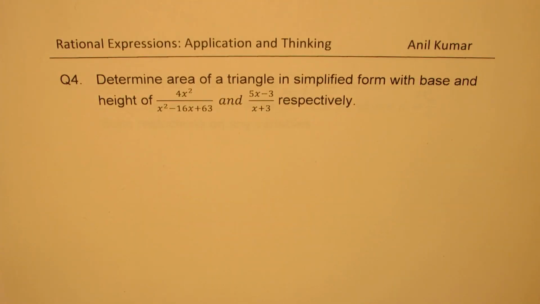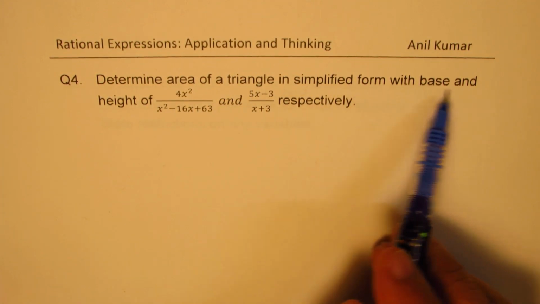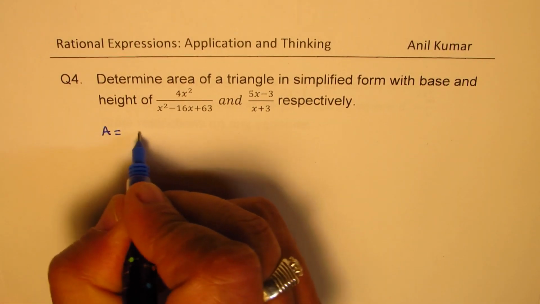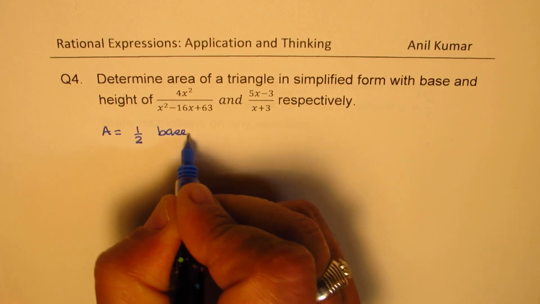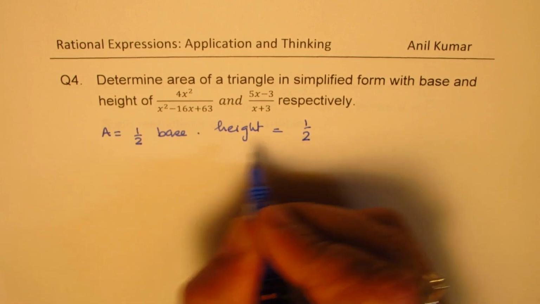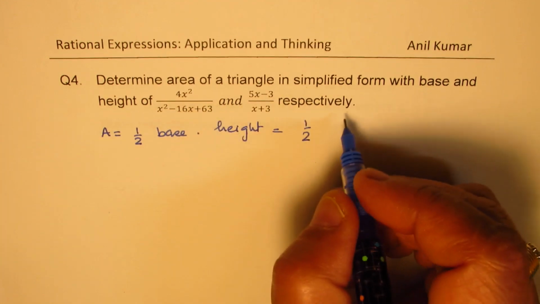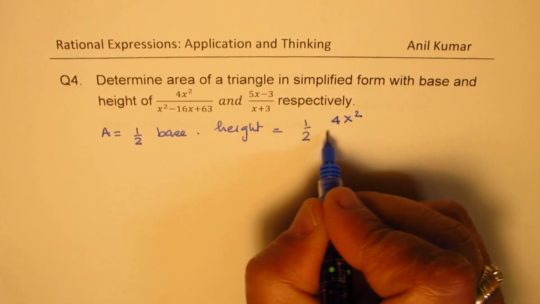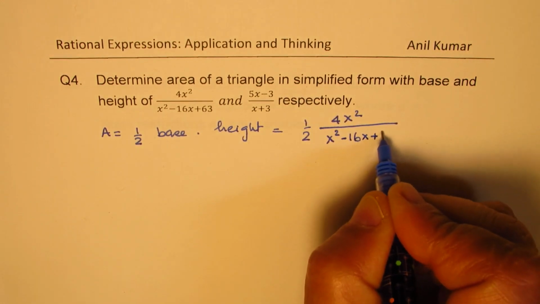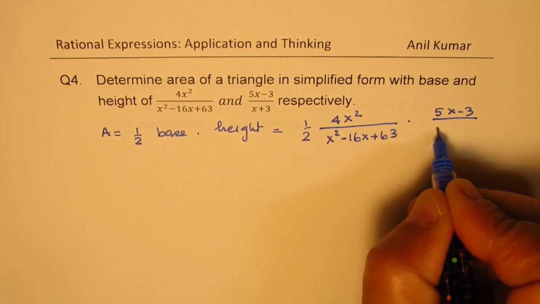Let's take up the next example now, which is: determine the area of a triangle in simplified form with the base and height given. Okay, so area equals half of base times height. So in our case, it will be half of base and height is given, right? So we'll use one of them as base, which is 4x squared over x squared minus 16x plus 63 times 5x minus 3 over x plus 3.